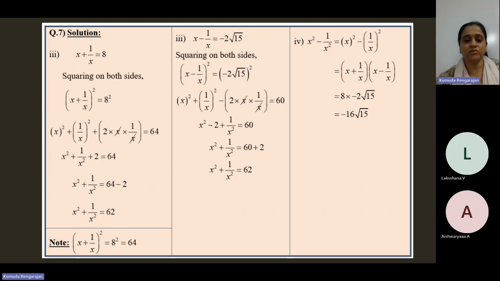You can put the -2 here. x squared plus 1 by x squared minus 2, the same. You can put the -2 here because that's what I've written in the earlier step. x squared plus 1 by x squared minus 2 is equal to 60. This is x squared, this is 1 by x squared, and this is -2.